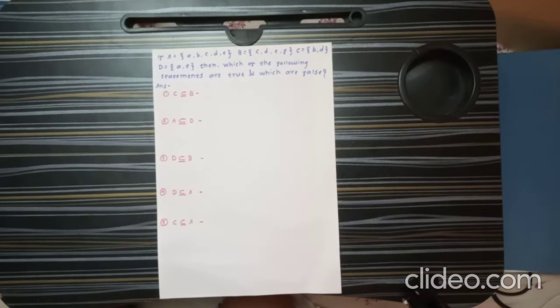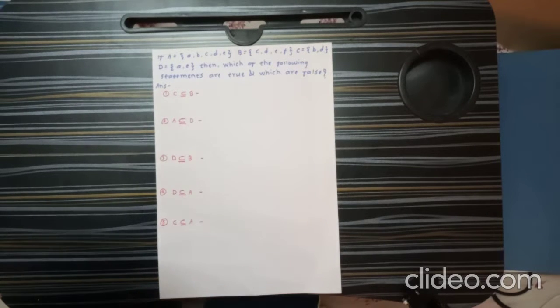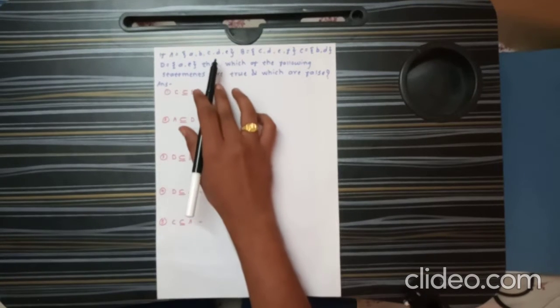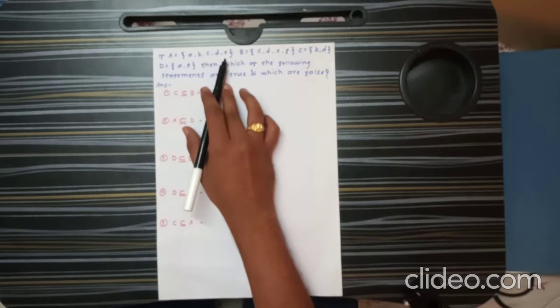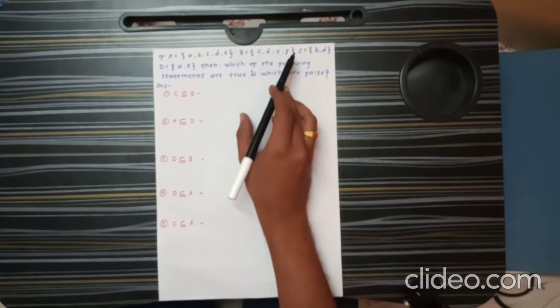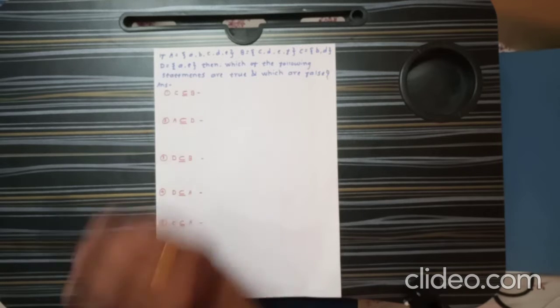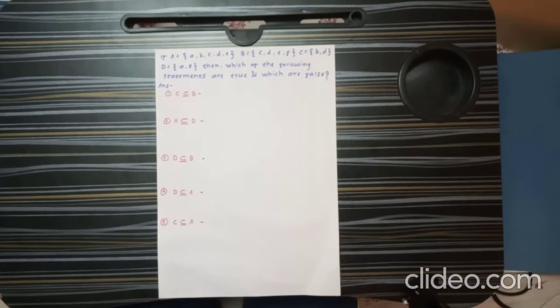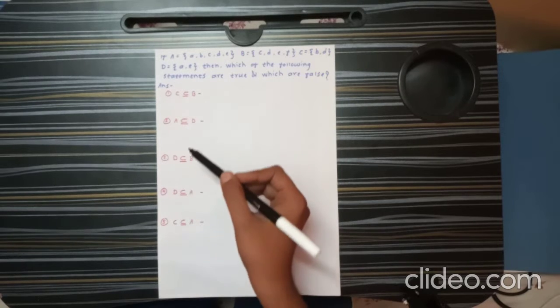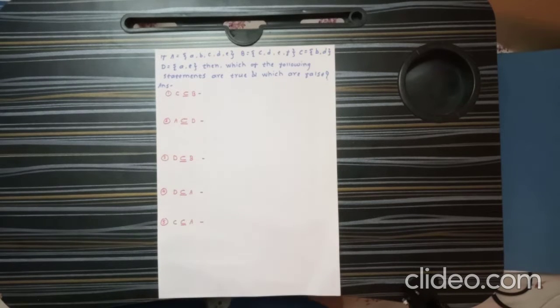See, the question is given as: if A is equal to, in curly bracket, small a, b, c, d, e. These elements are given. B is equal to c, d, e, f, and in sets C and D, similar kinds of elements are given. Then from these given elements, we have to decide which statement given here is true and which statement is false. So let's start solving the first one.